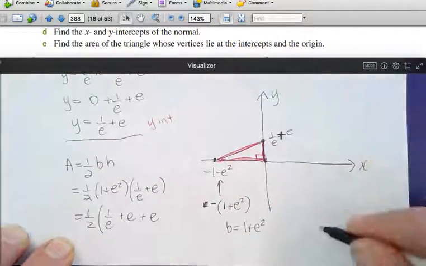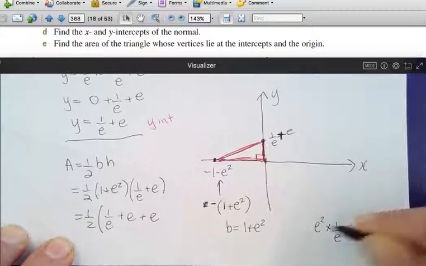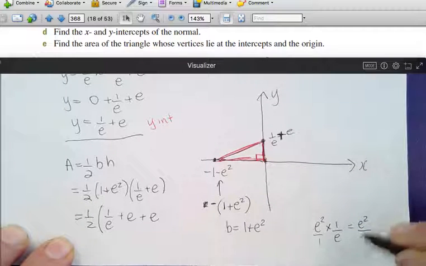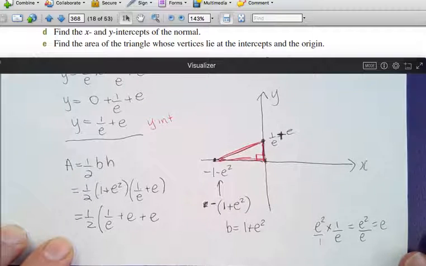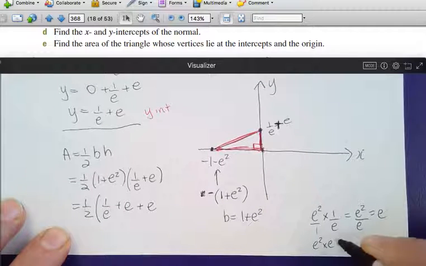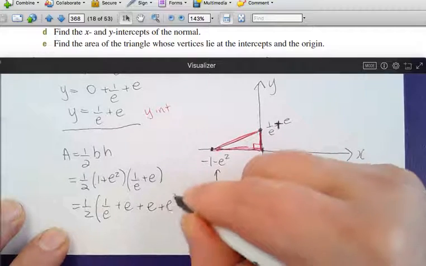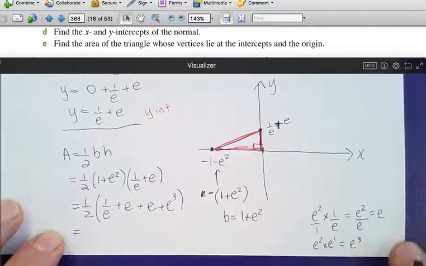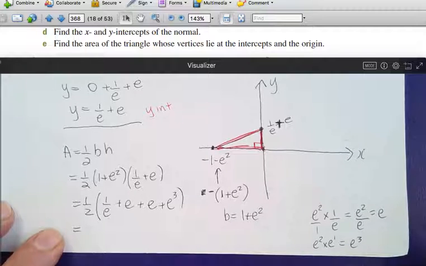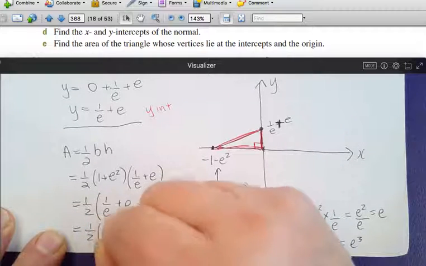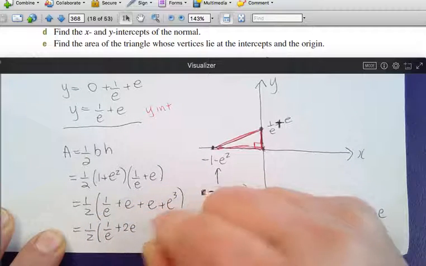Look, e squared times 1 on e. Numerator is e squared. Denominator is e. And the last one, e squared times e is what? e squared times e to the 1 is e cubed. Oh, this is a nice one, isn't it? e plus e is 2e. So it's a half, 1 over e plus 2e plus e cubed.